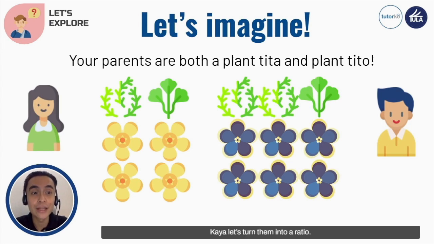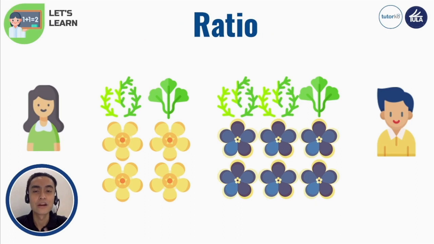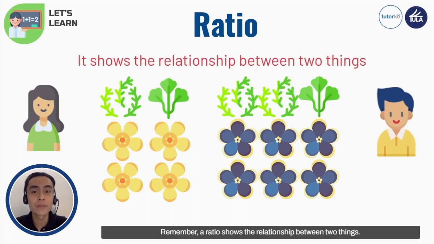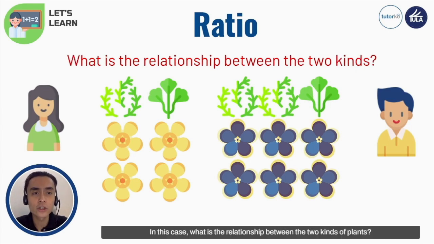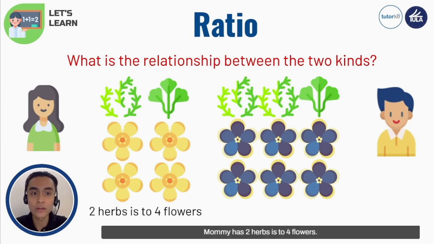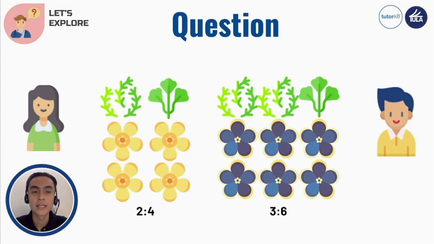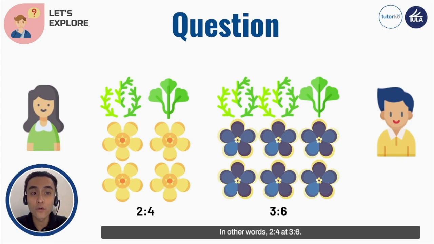Kaya, let's turn them into a ratio. Remember, a ratio shows the relationship between two things. In this case, what is the relationship between the two kinds of plants? Mommy has 2 herbs is to 4 flowers. Daddy has 3 herbs is to 6 flowers. In other words, 2 is to 4 at 3 is to 6.